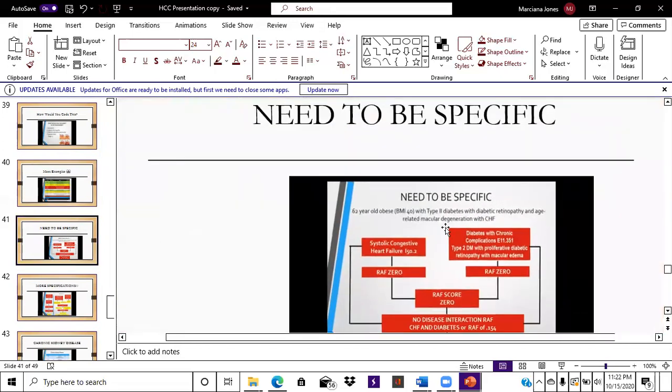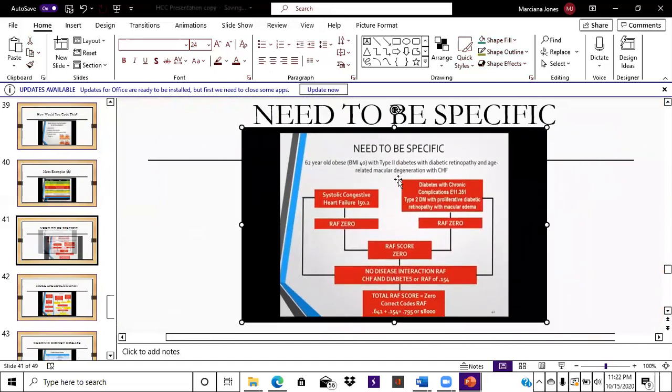Let me see if I can move this. Okay. So 62-year-old obese, the BMI is 40. And of course, if you're HCC coding, if the BMI is 40 and over, you're going to code the BMI because it RAFs. That BMI 40 and over has a RAF score. And then if you see obesity, you're going to code that as well. That's E66.01. That has a RAF score as well.